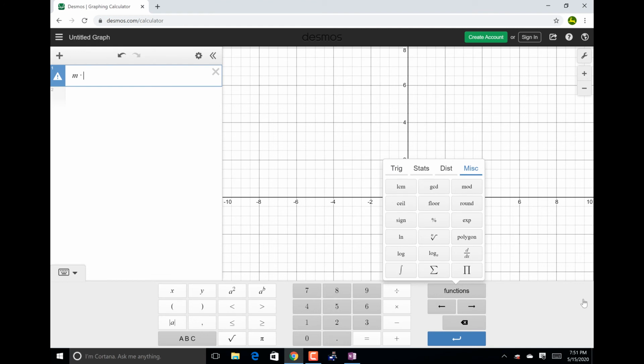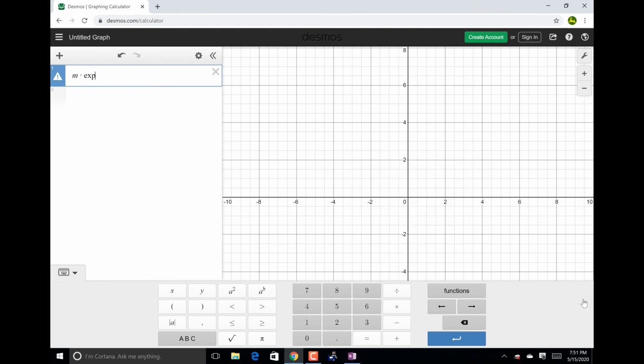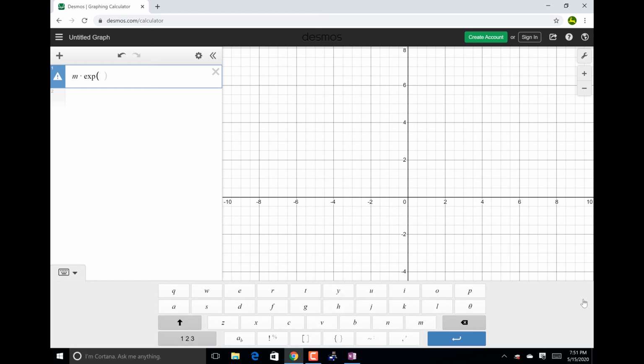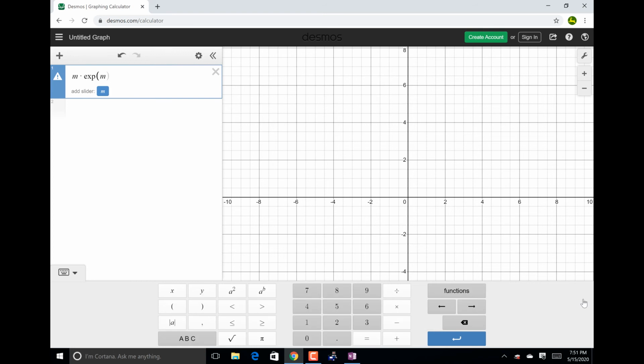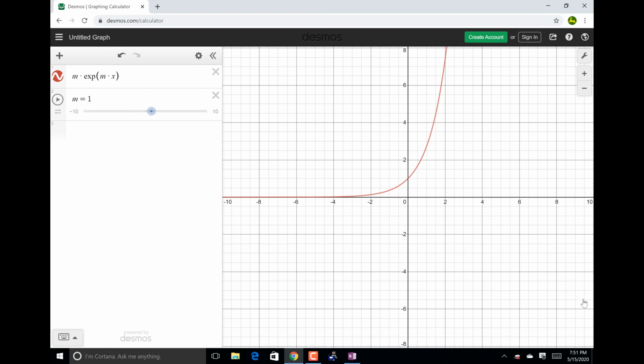E to the negative M times X. Nice. Make a slider for it. That's cool. Oh, this is supposed to be negative in there.